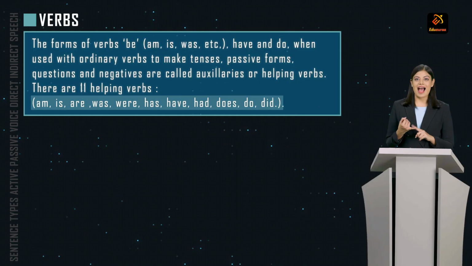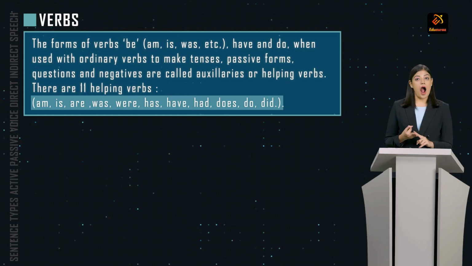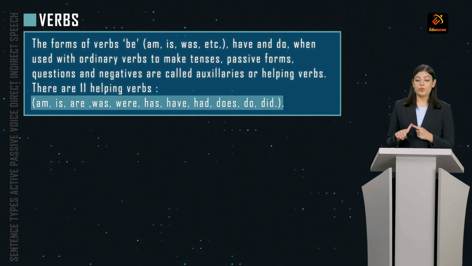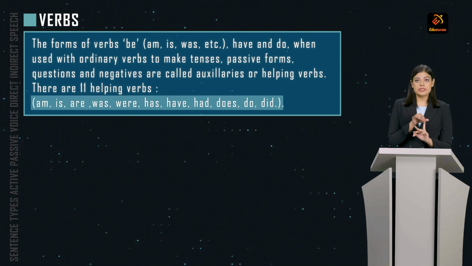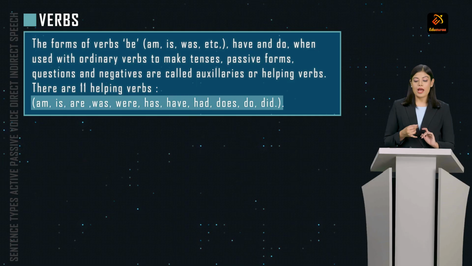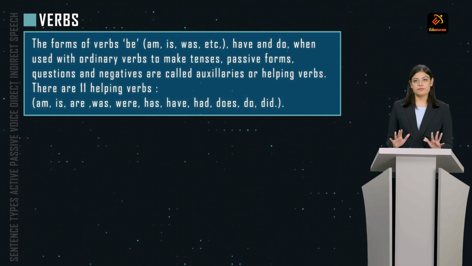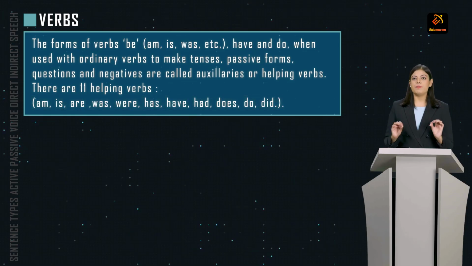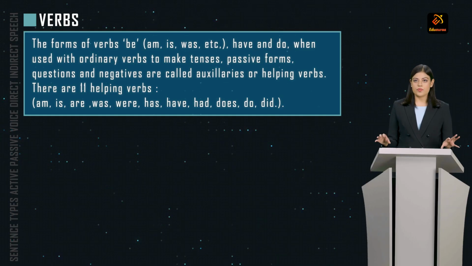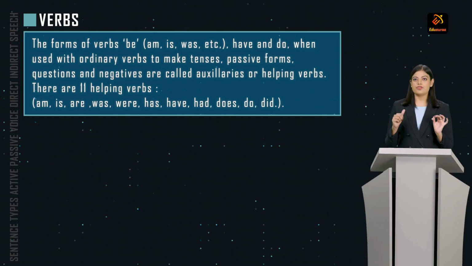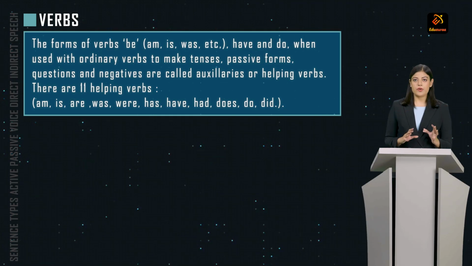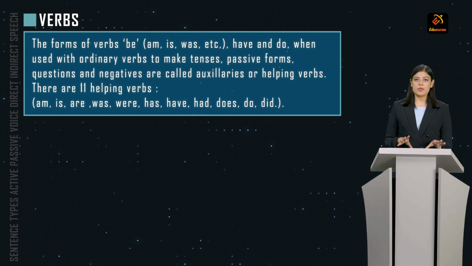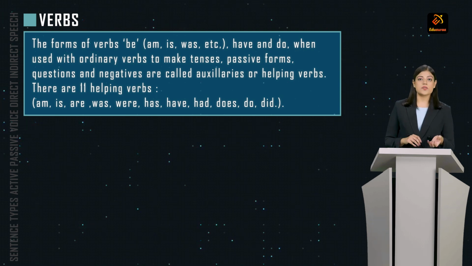So which are your helping verbs? You have the words am, is, are, was, were, has, have, had, does, do, and did. 11. There are only 11 helping words. All of these verbs in some way or the other will either change the tense or the plurality. So I hope I'm clear on main verbs and helping verbs. Helping verbs may also be called auxiliary verbs.